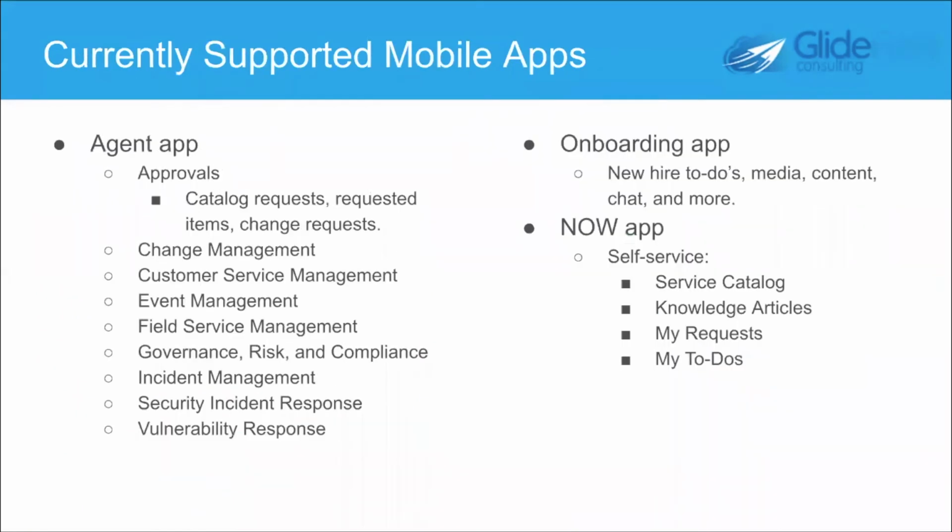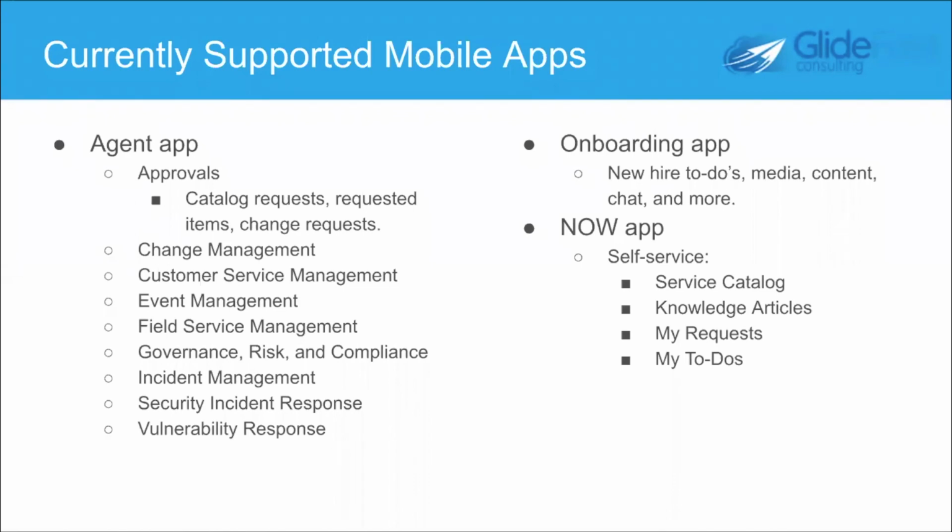All right, so that's all of the new features for mobile apps. This last slide is just to summarize all of the apps that are supported through the mobile app. Approvals for catalog requests, request items, changes, and I'm not going to read through all of these. You can read these. This is just a little reference for you. It's all native now in the mobile apps.